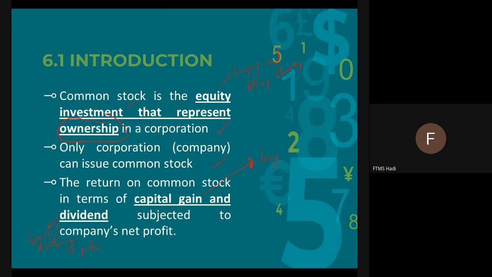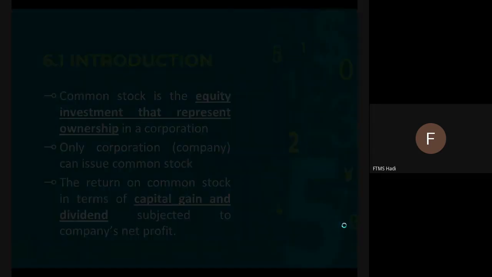Let's say you buy at 1 ringgit and then you sell at 1 ringgit 20 cents. Therefore you will get a profit of 20 cents. So we call it a capital gain, whereby they base on buy low and sell high. So that is a little bit about common stock.